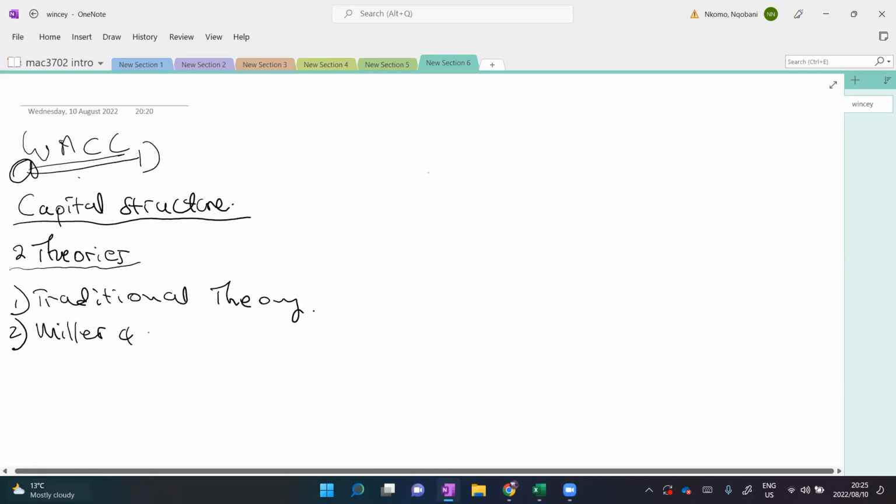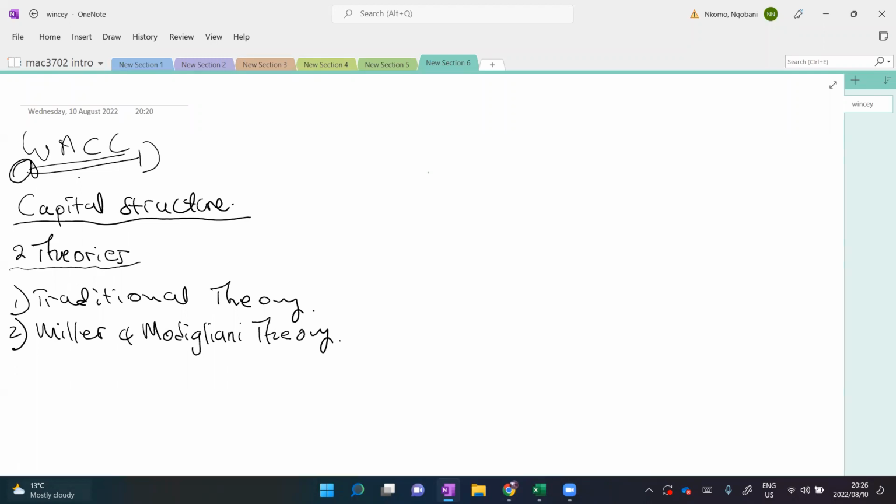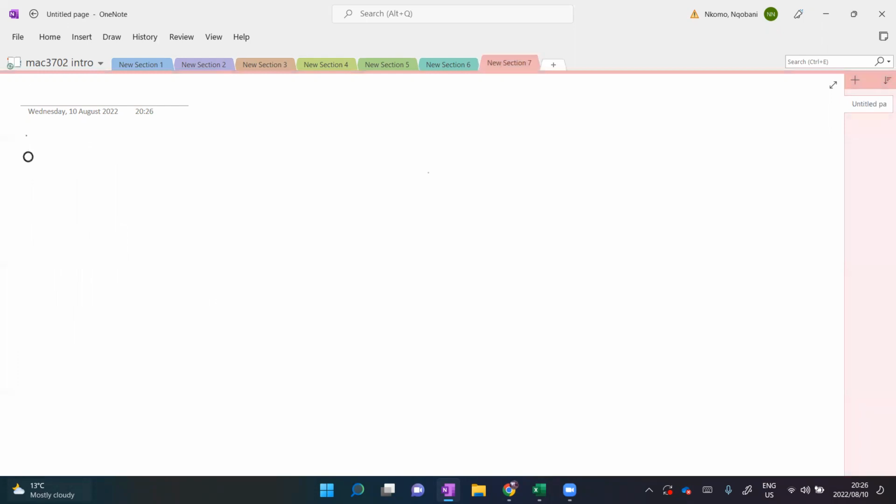Miller and, the spelling, is it Modigliani? Yes, theory. Right, those are the two theories that you can use to explain the capital structure of the entity. Traditional theory and the Miller and Modigliani theory. Now, let's start with the traditional theory.